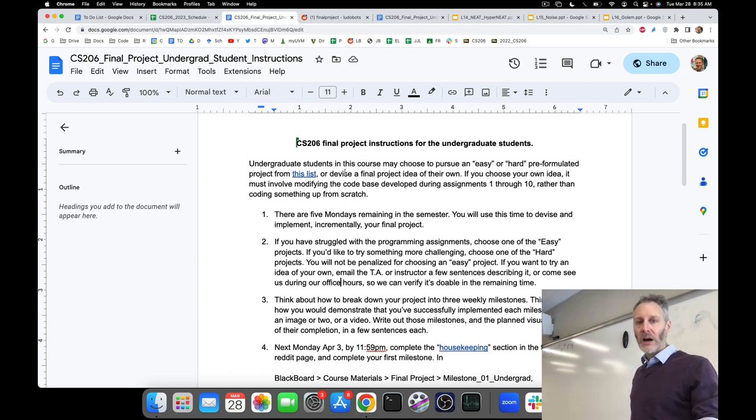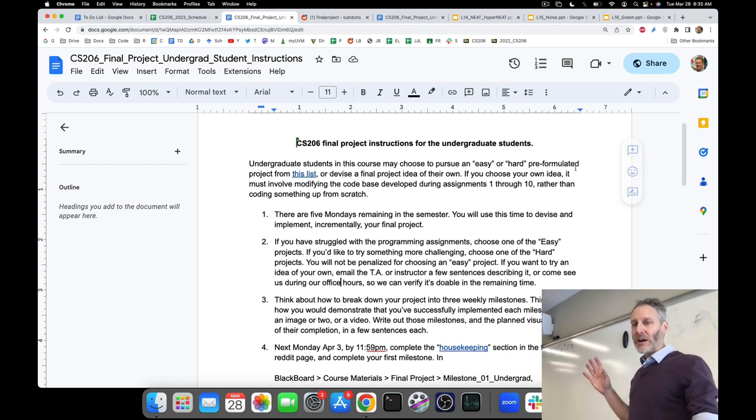You can also devise a final project of your own, and you heard me mention this to the graduate students already. Be sure, if you want to tackle your own project, talk to Krishna or myself and make sure that we sign off on it, that we can agree with you that it's something that's doable in about 5 weeks. Okay?